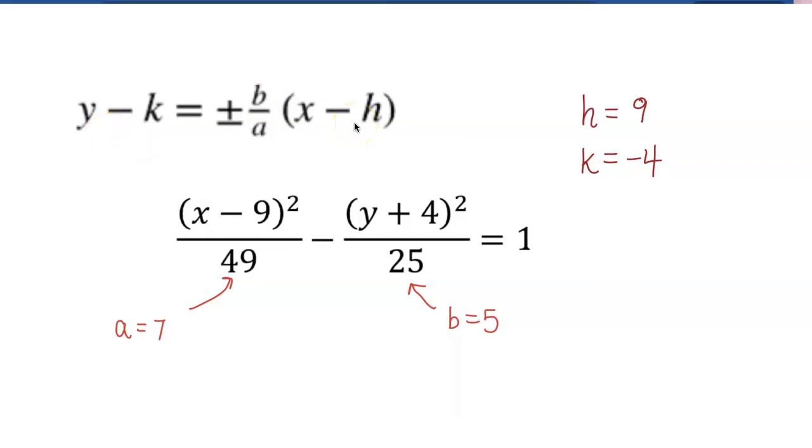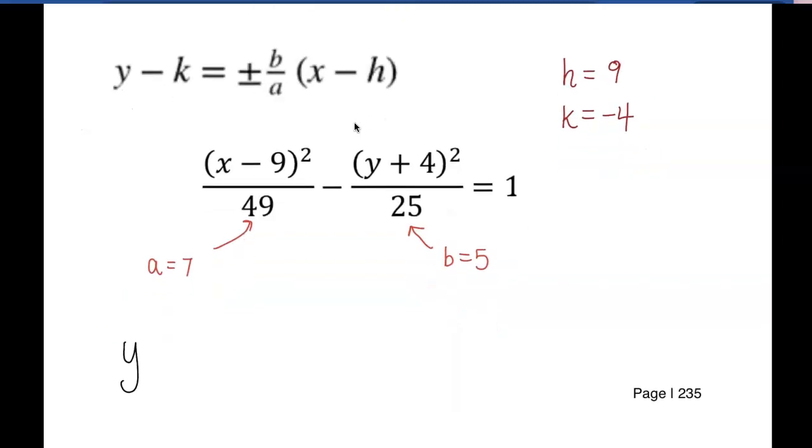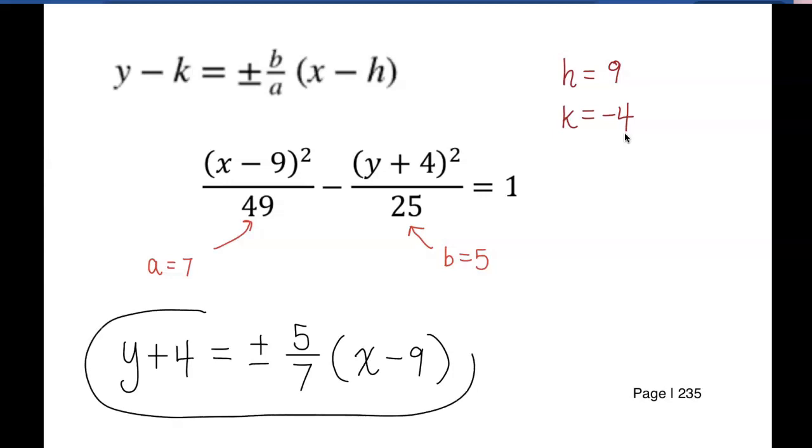Okay, ready? So here's the asymptote equation. First, you write down the y minus. What's the k value? Well, k value is negative 4, so I'm gonna do y plus 4 equals. Now on the right-hand side, let me do plus or minus, and they want me to do b over a. What's that gonna be? B is 5, A is 7, so I got plus or minus 5 over 7, open the parenthesis, and we're going to do x minus 9 in there. And that's it. That is how you find the equation of the asymptote.